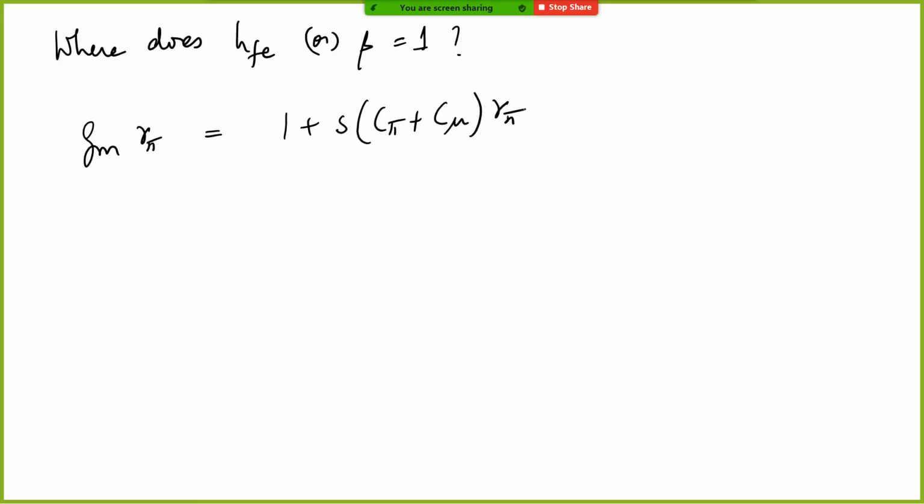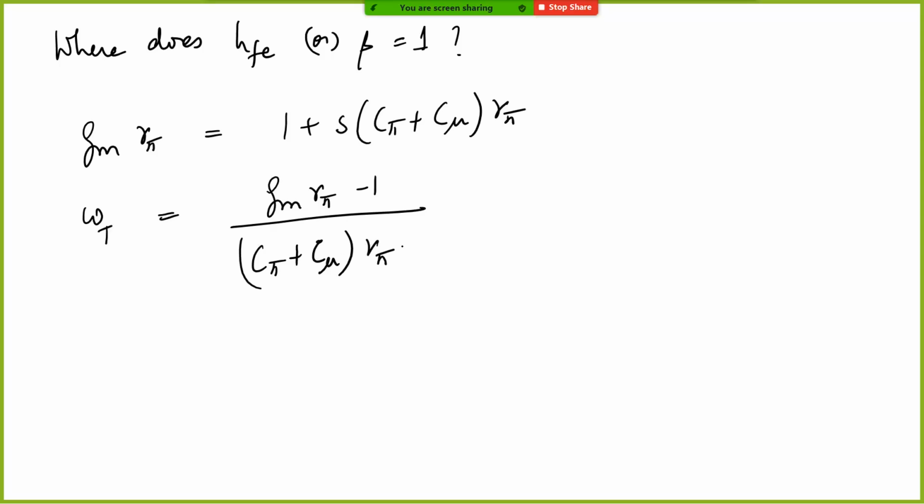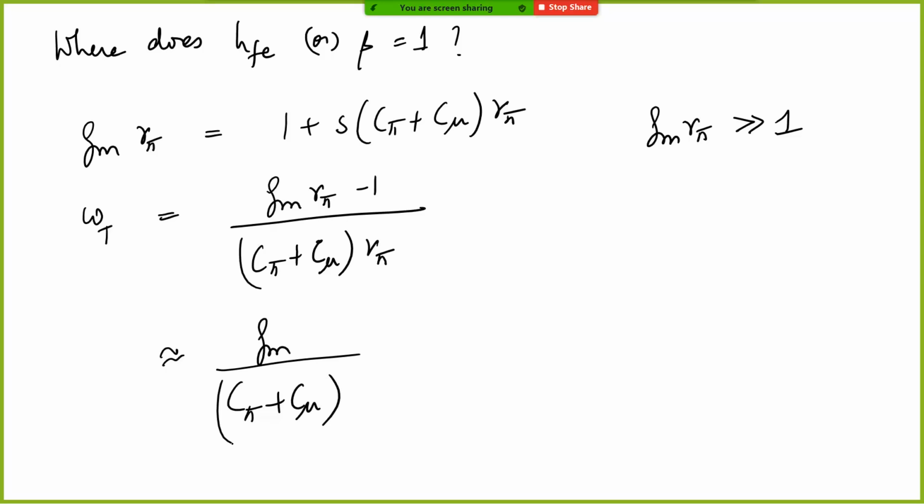Okay, now you can say that S, or in other words, let's say omega t, I'm going to call it omega t, is nothing but Gm R pi minus 1 divided by C pi plus C mu times R pi. Now, if you look at the denominator, Gm R pi is basically your low frequency beta naught, which is typically around 100 to 200, much greater than 1. So you can approximate it and write it as Gm divided by C pi plus C mu. R pi will get cancelled.